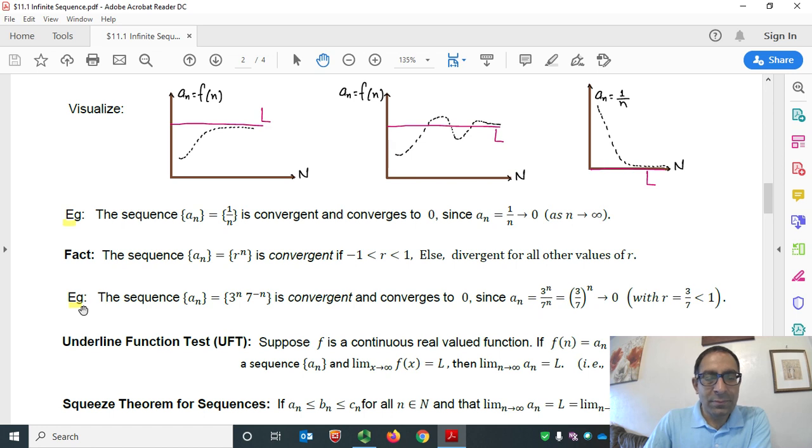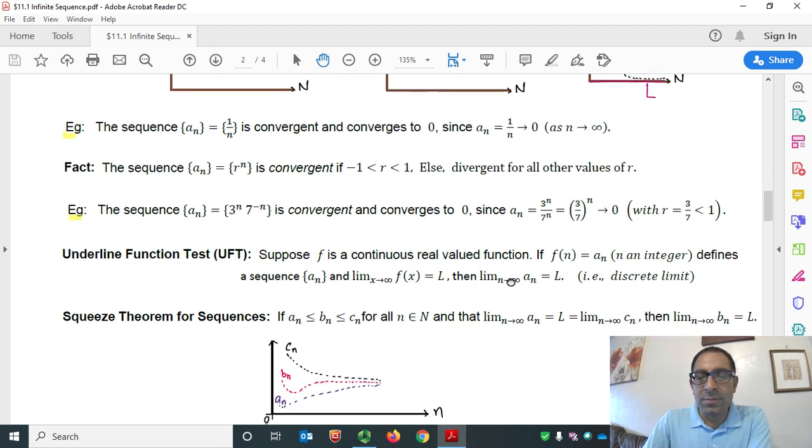Example: the sequence 3 to the n times 7 to the power -n is convergent and in fact converges to 0, since the nth term is 3^n over 7^n, that is (3/7) to the power n, where the common ratio is 3/7, which is less than 1, and this in fact converges to 0. Great. Now let's move on.